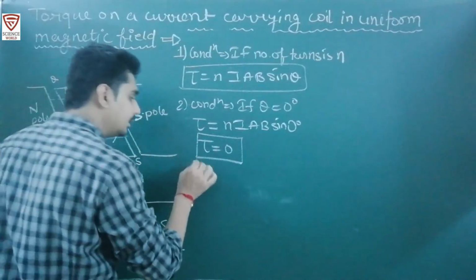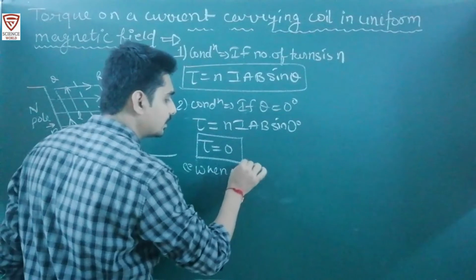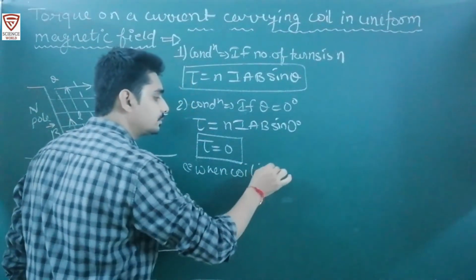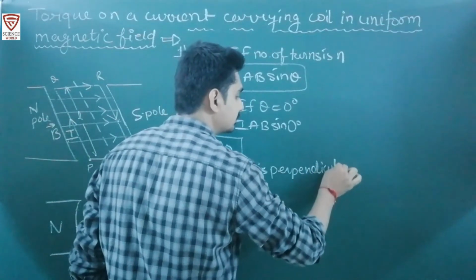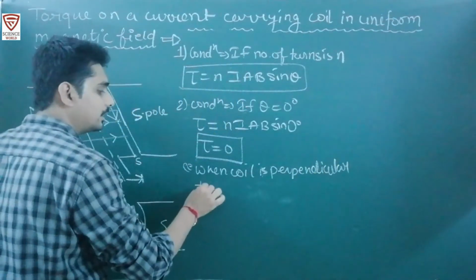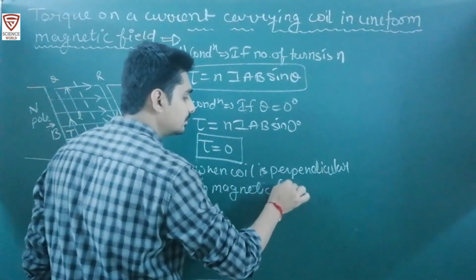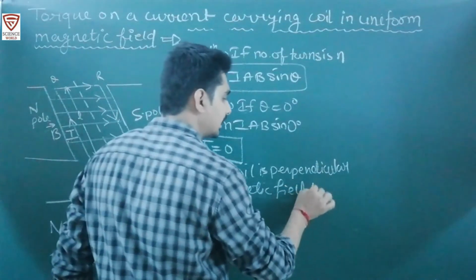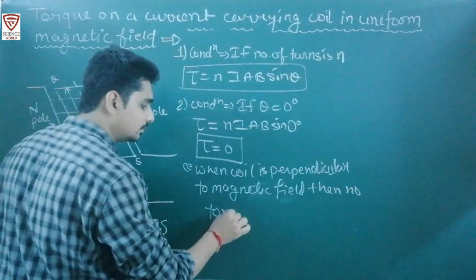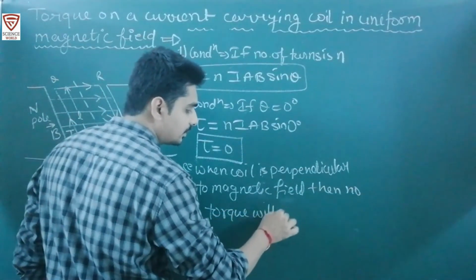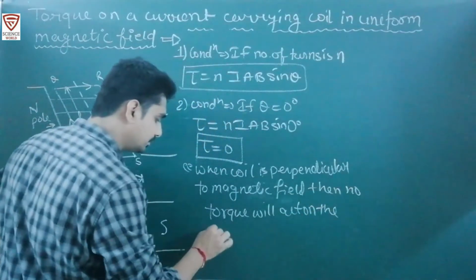So we can conclude that when the coil is perpendicular to the magnetic field, then no torque will act on the coil.